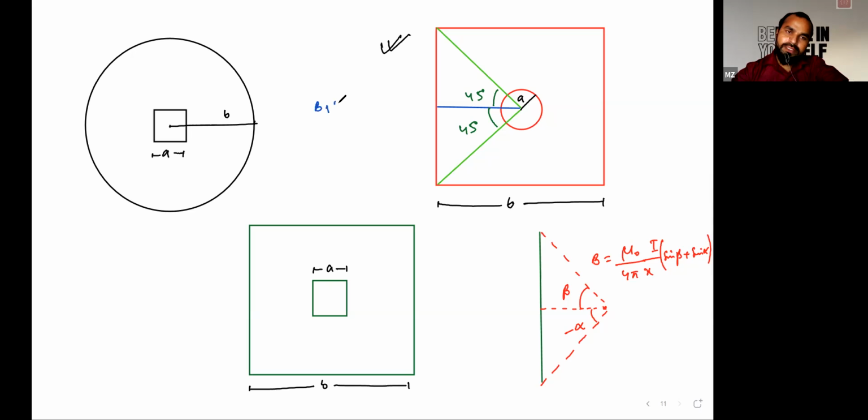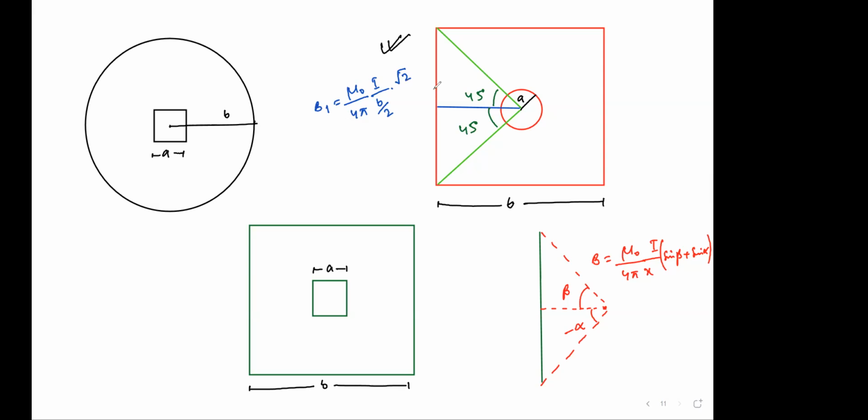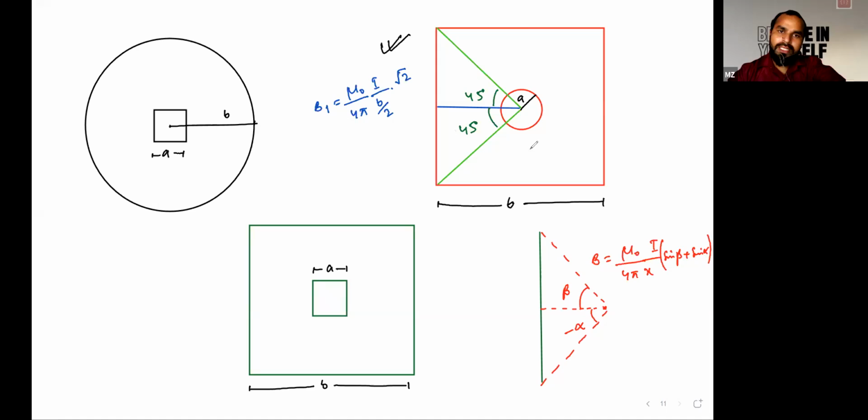So magnetic field due to one strip would be mu naught divided by 4 pi, current divided by x. X is nothing but b over 2. Sine 45 is 1 by root 2 and sine 45 is 1 by root 2, so it would be just root 2. And we have total 4 line segments, so just multiply it by 4. So we will get B net is equal to a root 2 mu naught times I divided by pi b.